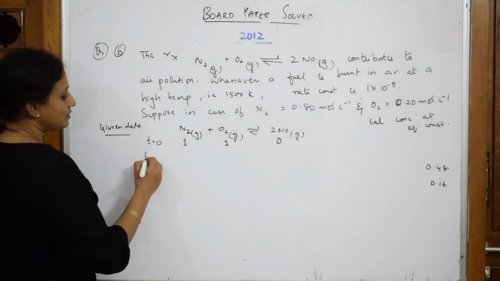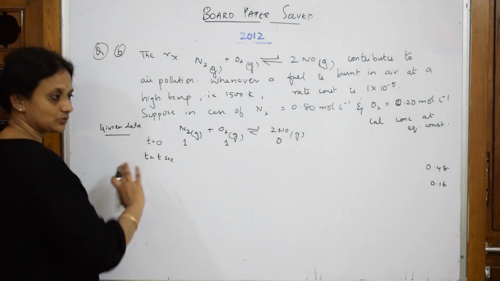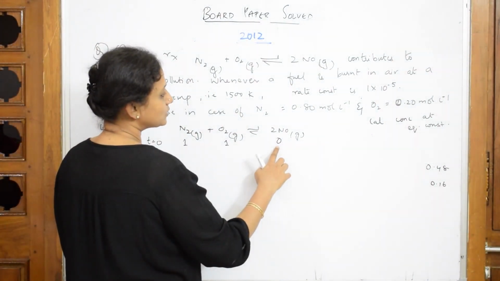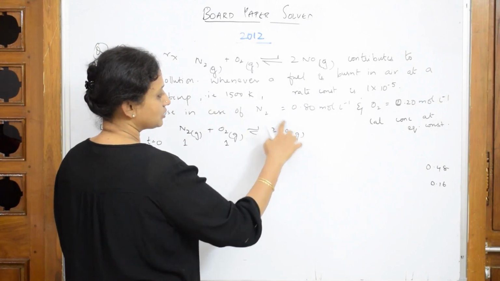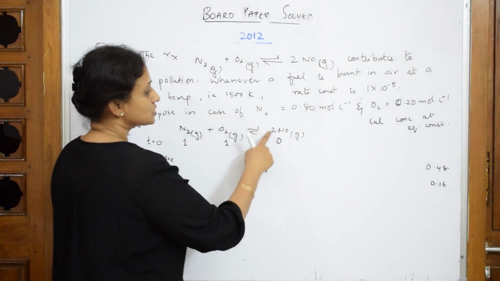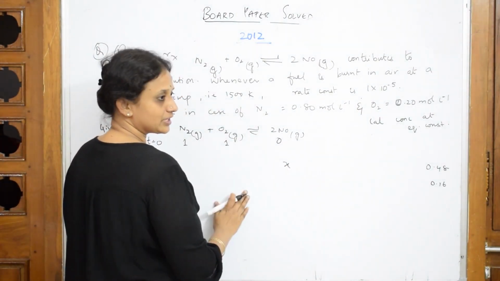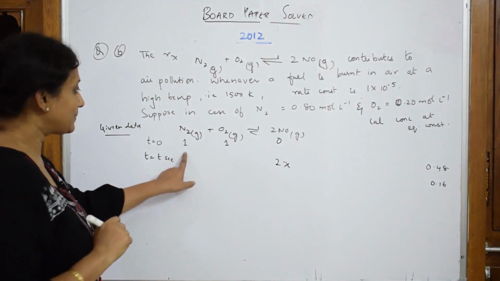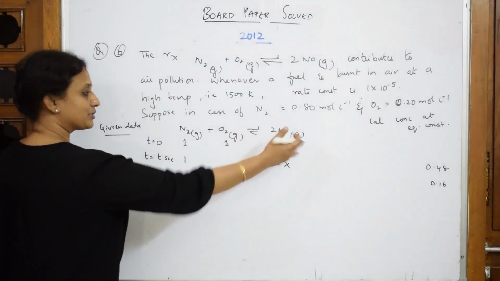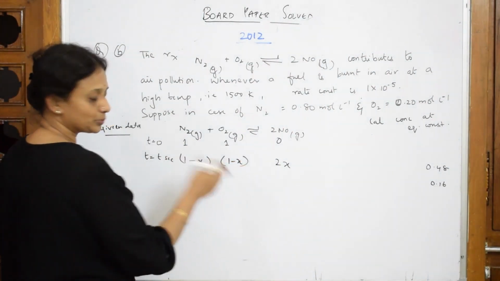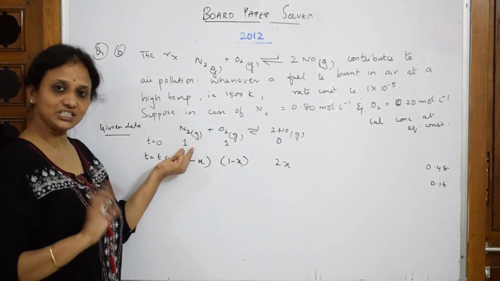Now when T is equal to some T seconds, the reaction has started proceeding. The product formation starts increasing because the reaction has proceeded forward. So this becomes X, or suppose I assume 2X moles of NO. Then a part of the reactants is decomposed. This becomes 1 minus X, and this also becomes 1 minus X. Hope you understood this.